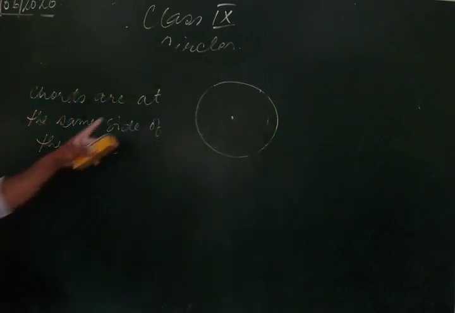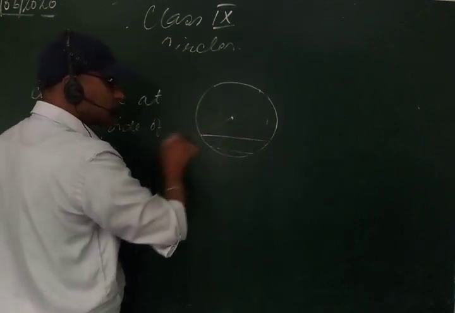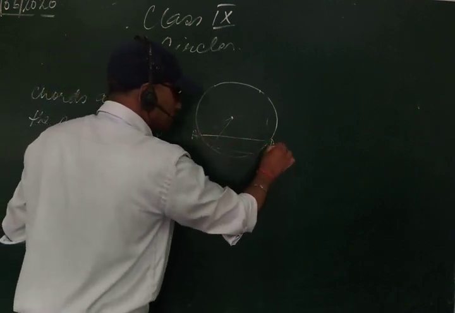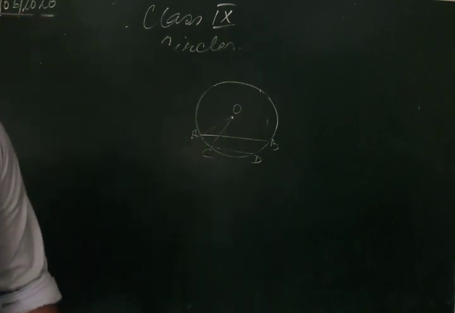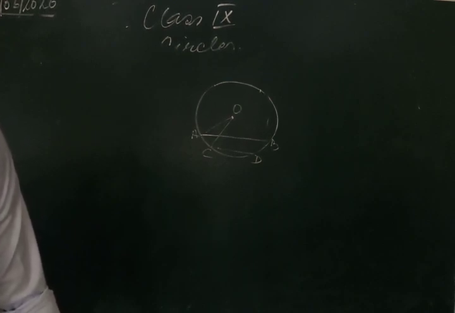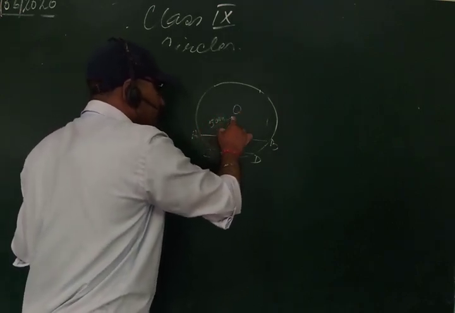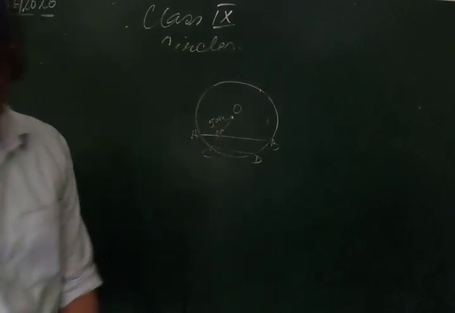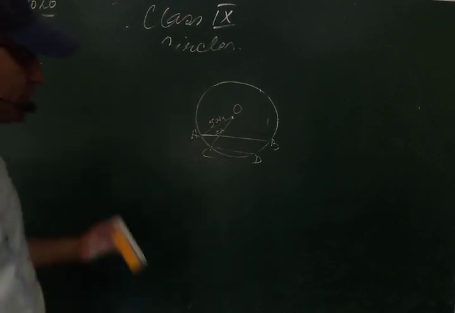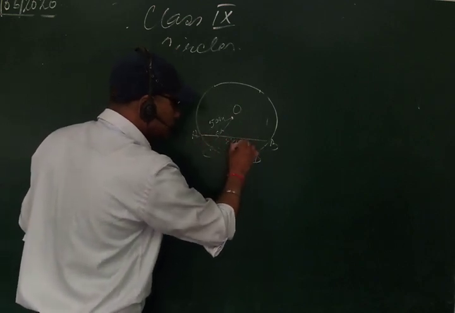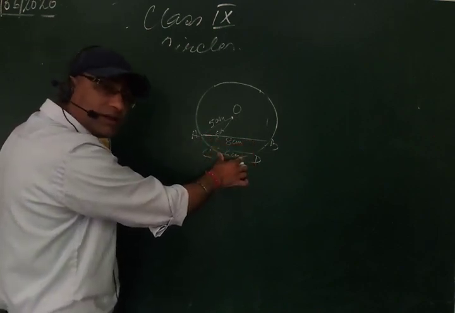If the chords are on the same side of the center, then how do we calculate? Just let us suppose these two are the chords. This will be the radius. This will be the radius. AB and CD are the chords. O is the center of the circle. In a circle of radius 5 centimeters, this is 5 centimeters. This also is 5 centimeters because from here to here is also the radius. Two chords of length 8 centimeters and 6 centimeters respectively. That means the length of AB is 8 centimeters and the length of CD is 6 centimeters. Obviously, this is the longer chord, so this has more value. This is the shorter chord, so this has less value.